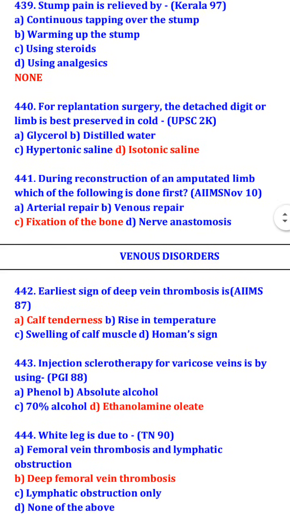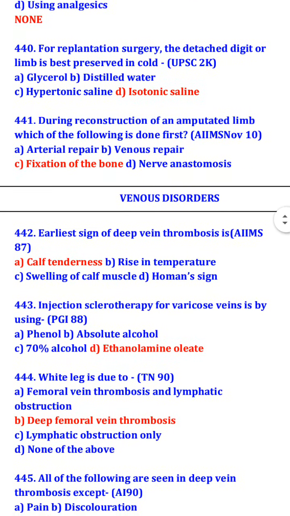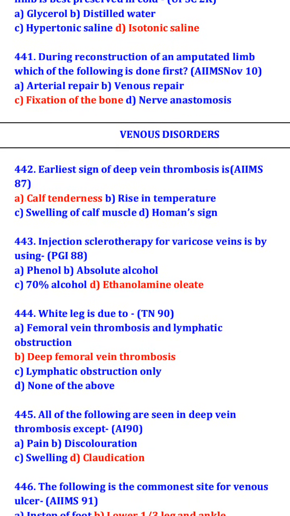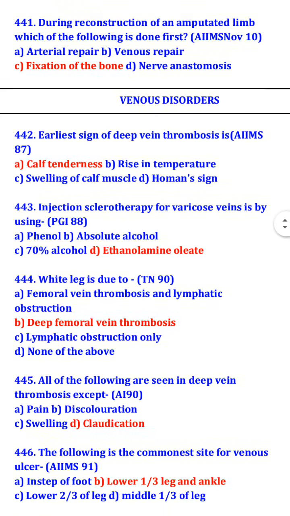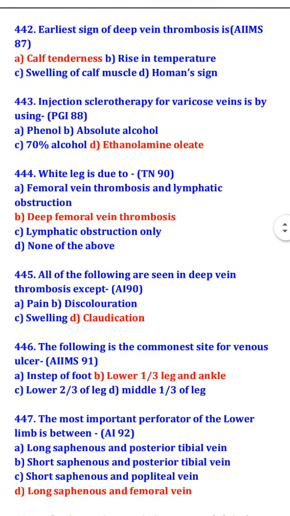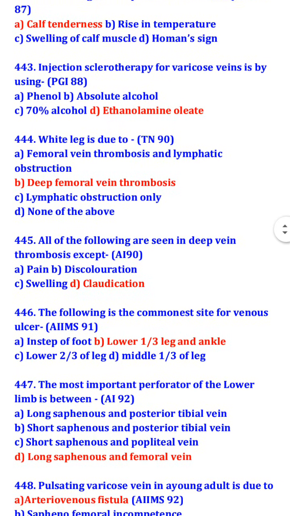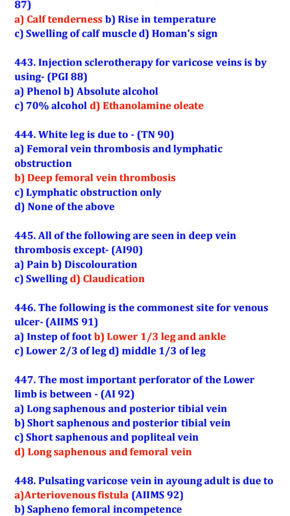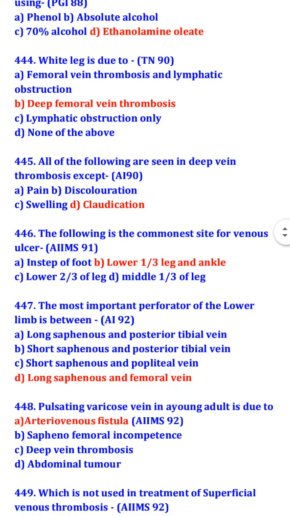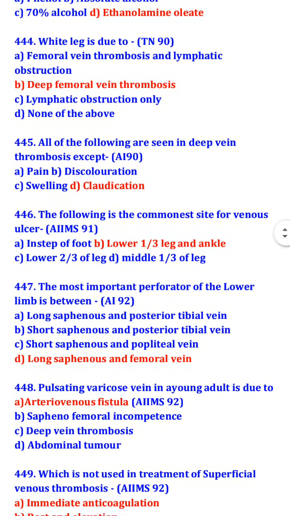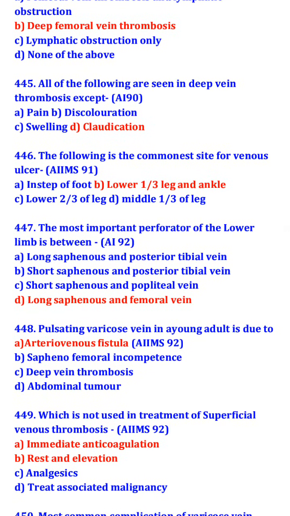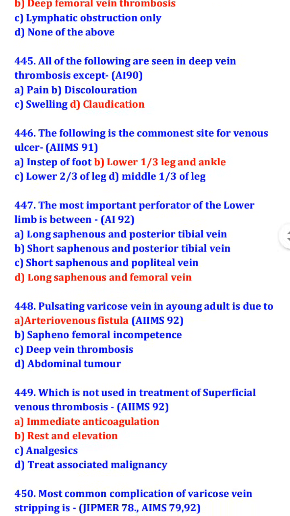Venous disorders. The earliest sign of deep vein thrombosis is calf tenderness. Injection sclerotherapy for varicose vein is done using ethanolamine oleate. White leg is due to deep femoral vein thrombosis. All of the following are seen in deep vein thrombosis except claudication. So pain, discoloration and swelling are seen in deep vein thrombosis. The commonest site for venous ulcer is the lower one-third of the leg and ankle. The most important perforator of the lower limb is between the long saphenous vein and the femoral vein.